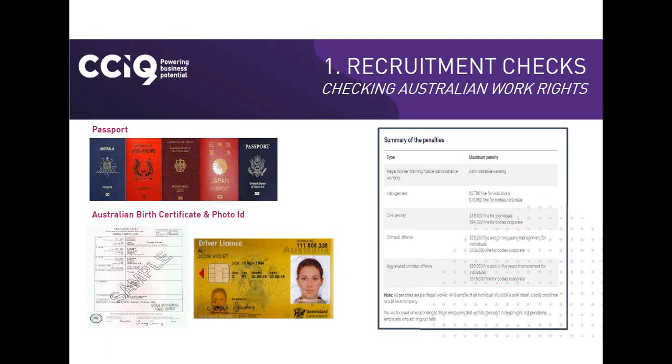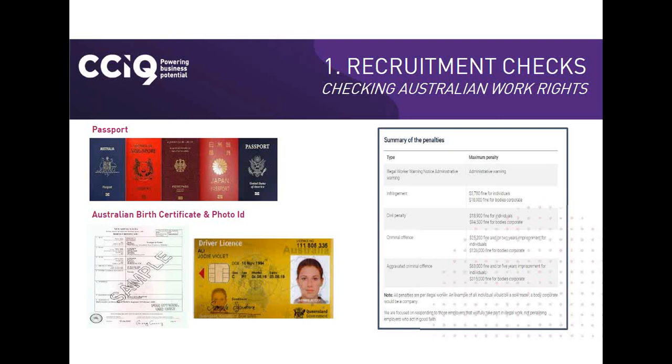So here we can just see some of the examples that I've already discussed. Obviously, the best way to make sure someone's got Australian work rights is an Australian passport. That's because it has a photograph of them, so you can tell that it is that person.